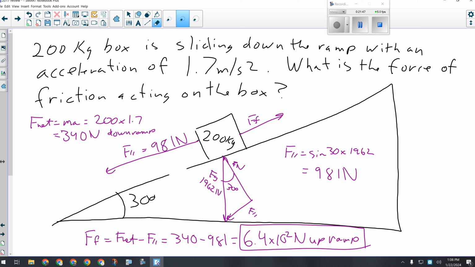Could have made that one tougher by adding on, instead of find the force of friction, find the coefficient of friction. If I'd have done that, then you would have actually had to find what was F normal, so the other side of this triangle. Force of friction divided by F normal, and you get that coefficient of friction with an added step. That would have made it a little more involved.